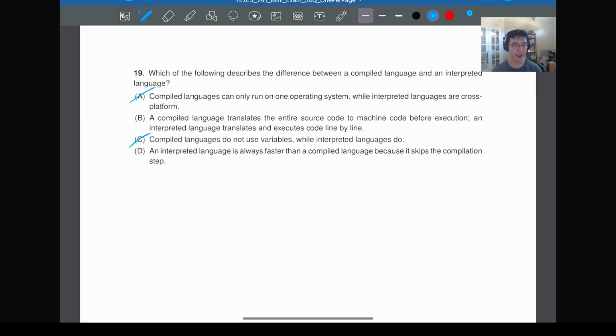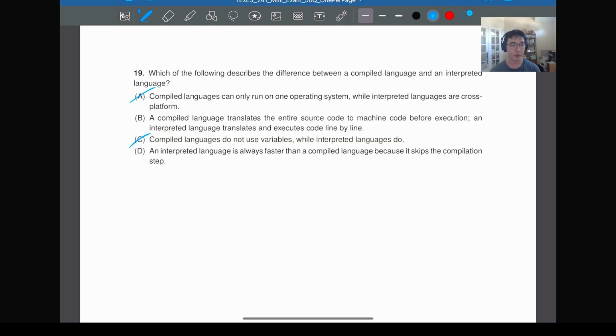D, an interpreted language is always faster than a compiled language because it skips the compilation step. Well, let's say you don't know anything about this either. So we might be left with just B and D. 50-50, right? Now, when you're left in this situation, you really should give it your best shot and answer it, because if you get it wrong, or if you don't mark anything, there's no difference. So give it your best shot. Which one of these sounds more correct?